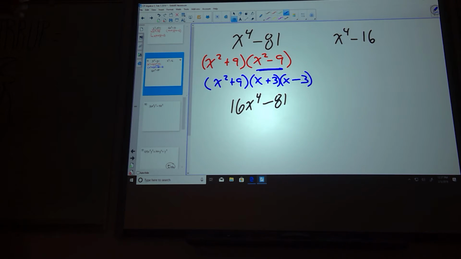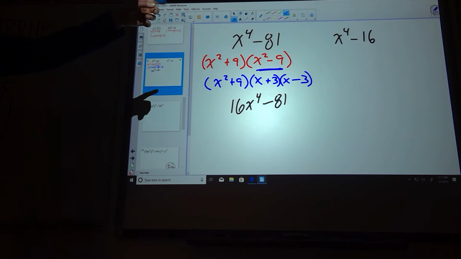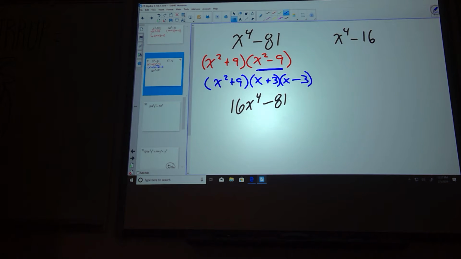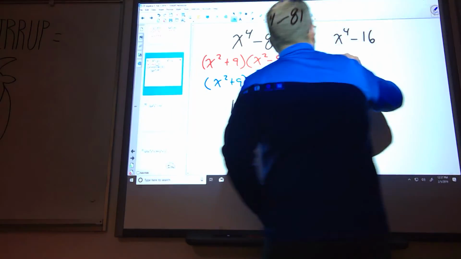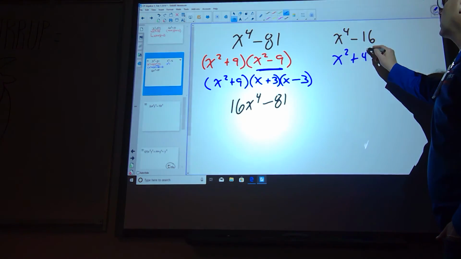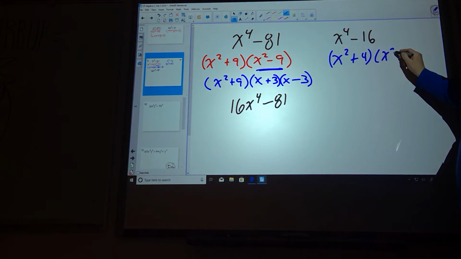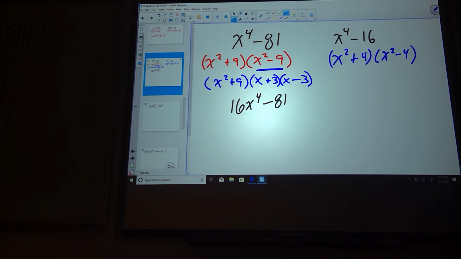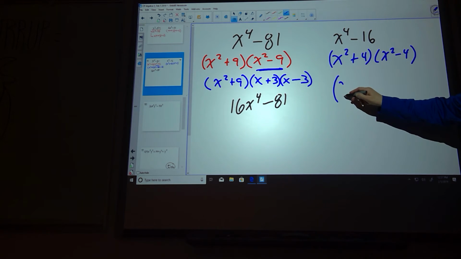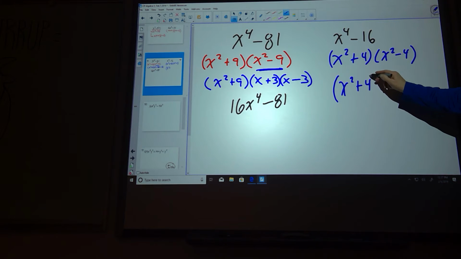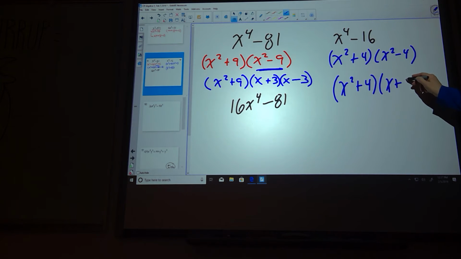What about this one? Try that one. Uh-oh. Same rule. X squared plus 4, x squared minus 4. You think you're all done, and all of a sudden you lose 2 points on the question. You're like, dude, how did I miss that? Well, you didn't recognize the difference of two squares happened one more time.